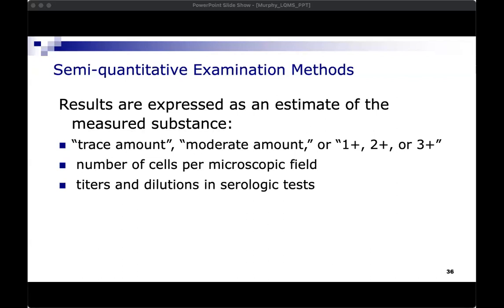Examples are a urine dipstick, some serologic agglutination procedures, the number of cells per microscopic field, especially if you're looking at ranges, right? So if you're saying 0 to 5 or greater than 20, those are semi-quantitative methods. Titers and dilutions in serological tests also count. So those are semi-quantitative examinations.